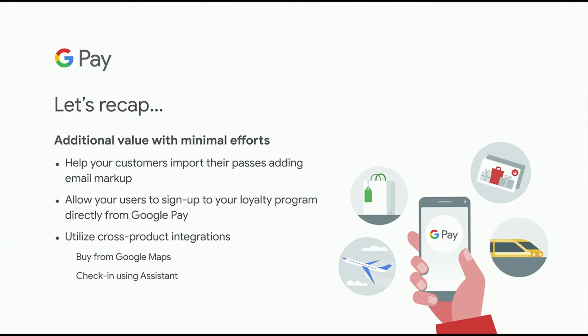From a different perspective now, let's look at what things we can add to the API, what functionality we can add for our customers as well, just with very minimal effort. Well, first one is, as you saw, just by adding email markup to your emails, Gmail will be able to import automatically those passes for your customers into the Google Pay app. Second, you can allow users to sign up directly from the Google Pay app, so they don't have to leave their application, right? Which you know will cause more friction.